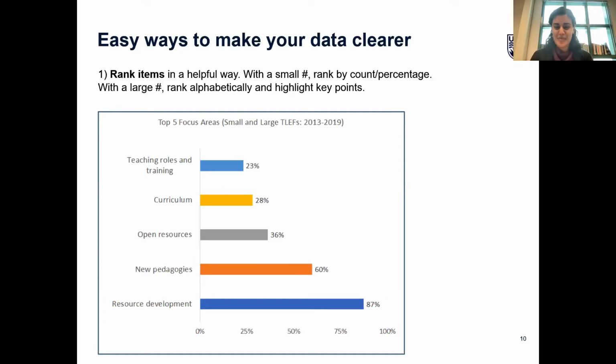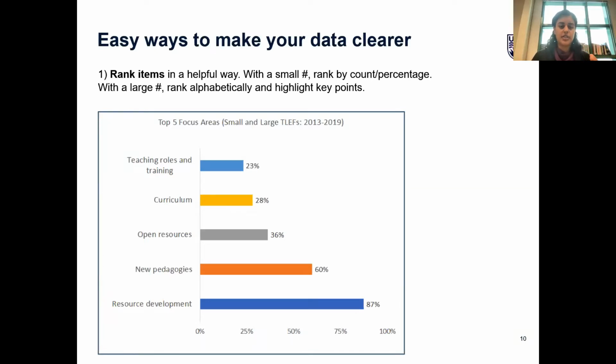You can tell the colors apart. And one thing to keep in mind in general is kind of best practice. When you are ranking items, consider the most helpful way to rank those items. So with a small number, so here we only have 5 items, it makes the most sense to rank them by count or by percentage, so from least to greatest or vice versa.